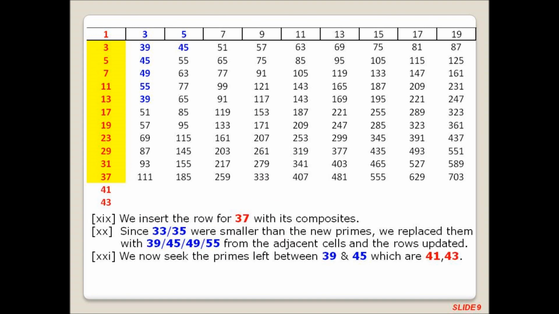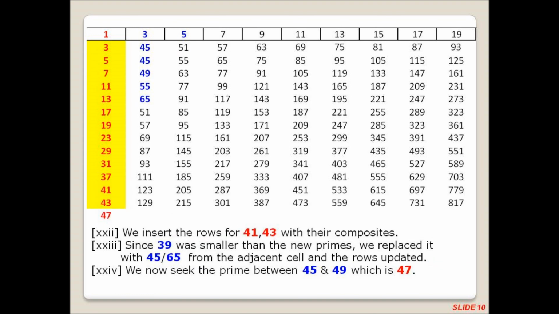We insert the row for 37 with its composites. Since 33 and 35 were smaller than the new primes, we replace them with 39, 45, 49 and 55 from the adjacent cells and the rows updated. We now seek the primes left between 39 and 45, which are 41 and 43.